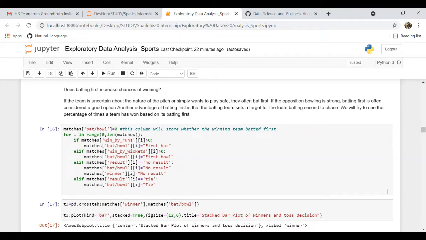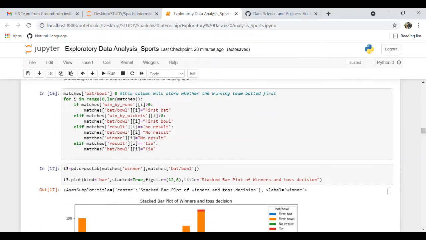Now there's another notion that we have, that if a team chooses to bat first, then maybe it has an advantage over the team that bowls first, and that might lead to their winning. Okay, there's this notion, and we'll try to see from the data what the scenario is here.